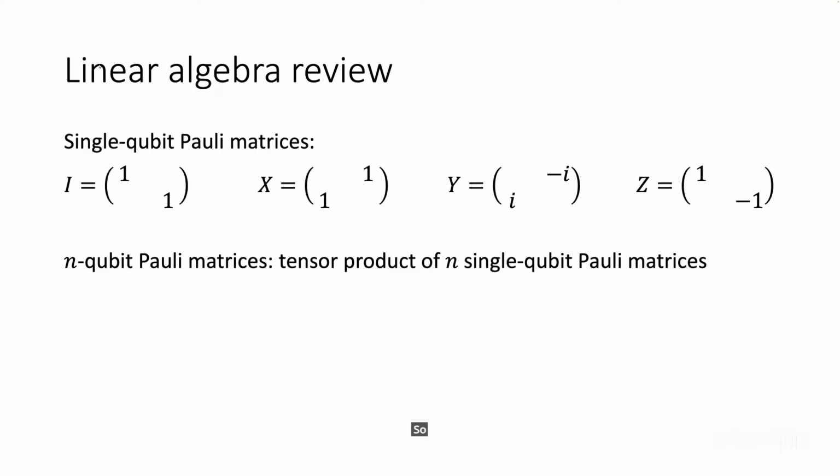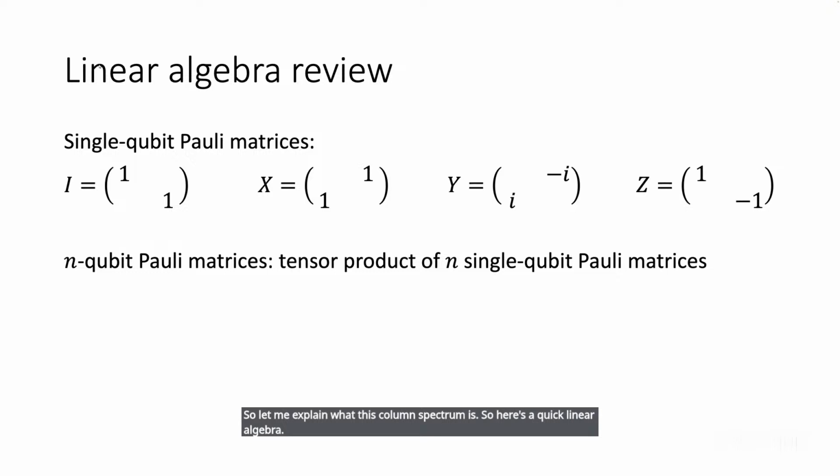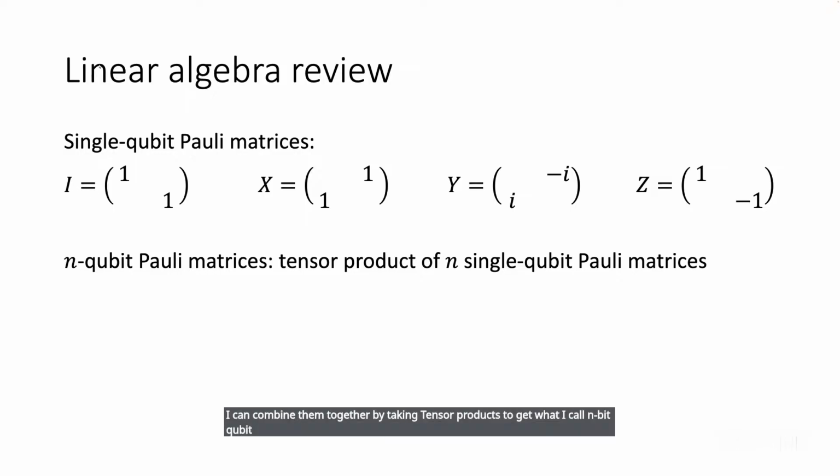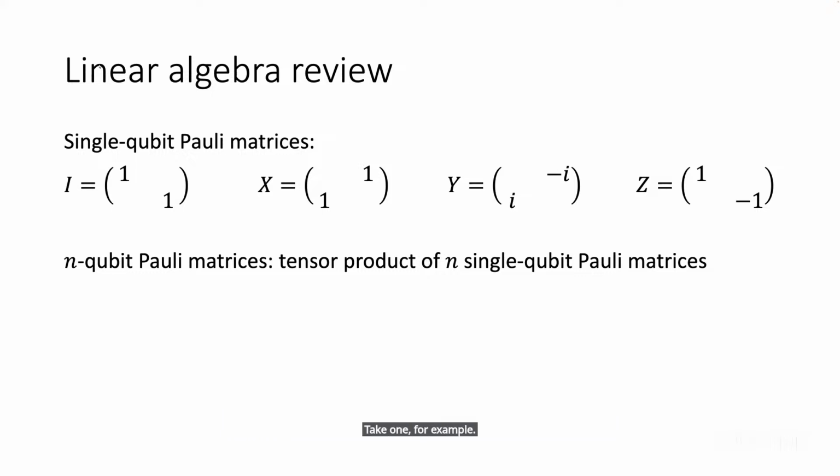Let me explain what this Pauli spectrum is. Here's a quick linear algebra review. In quantum information, there are some very important single qubit Pauli matrices. You have the identity matrix, 1, 0, 0, 1, the X matrix, the Y matrix, and the Z matrix. These are all unitary matrices, so they're single qubit. I can combine them together by taking tensor products to get what are called n-qubit Pauli matrices, for example X tensor Y tensor I, and some combination there. So there are 4 to the n of these n-qubit Pauli matrices.